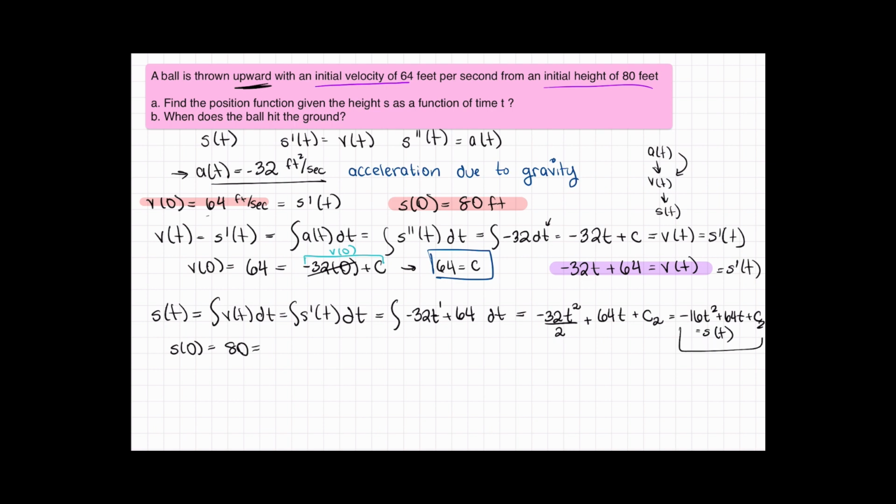So we're just going to plug and chug and get s at 0 from this function that we just found. And we're going to find s at 0. So just going to replace every one of our t's with 0. So that's negative 16 times 0 squared, plus 64 times 0, plus c2. And in this case, we see that 64 times 0 and negative 16 times 0, that's all 0. So we have in the end, c2 equals 80.